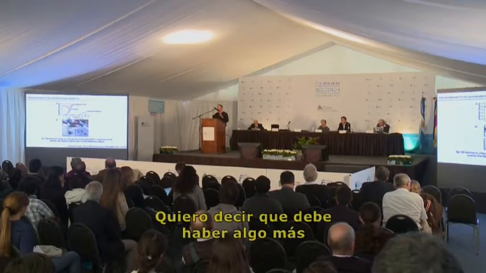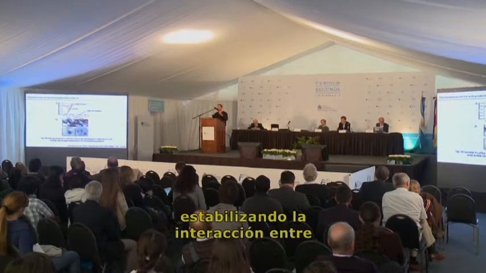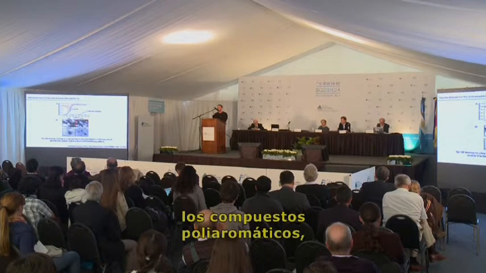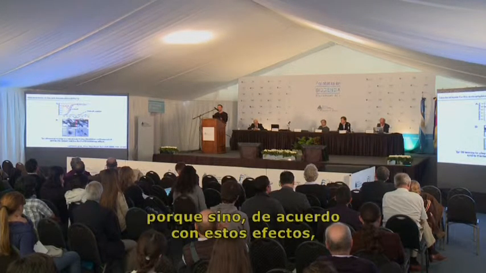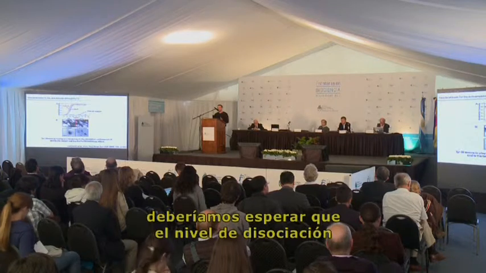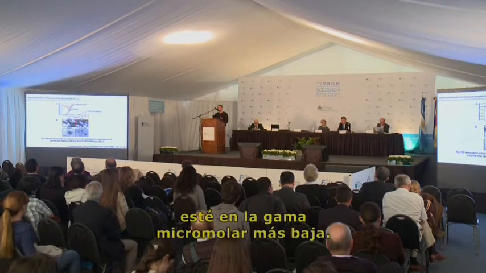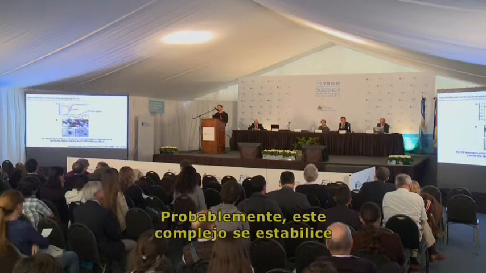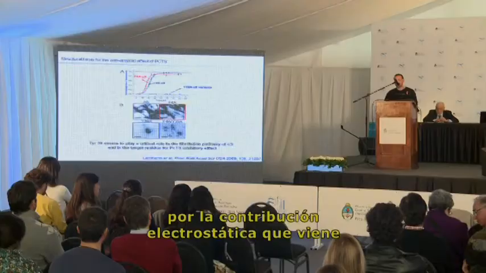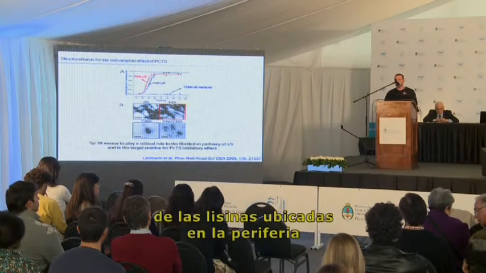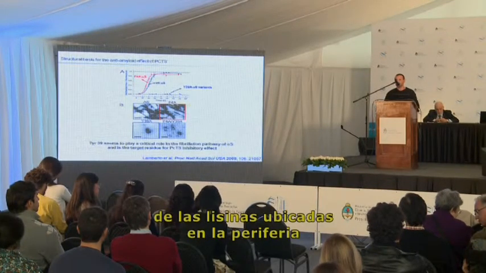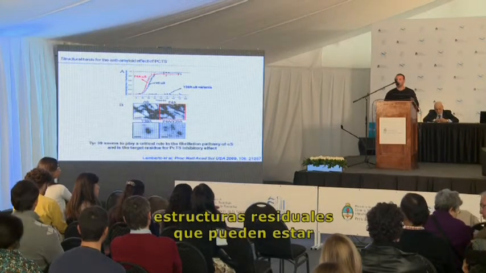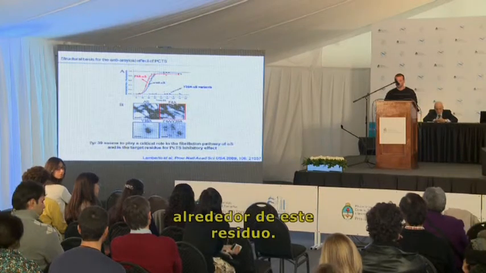I mean, there must be something else stabilizing the complex, or the interaction between the aromatic side chain and these polyaromatic compounds, because otherwise, according to this effect, we would expect the dissociation constant to be in the low micromolar range. So probably there is a stabilization. This complex is stabilized by the electrostatic contribution coming from lysines located around the tyrosine 39, or maybe some residual structure that could be around this residue.